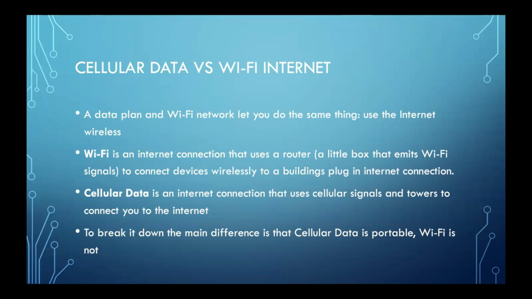Cellular data is an internet connection that uses cellular signals and towers to connect you to the internet. So if you're near a tower, your phone would ping that nearest tower, and it connects to a satellite and connects you to the internet. To break it down, the main difference is that cellular data is portable and Wi-Fi is not. You can move around with cellular data. Wi-Fi is built into a building, home, wherever you're at.